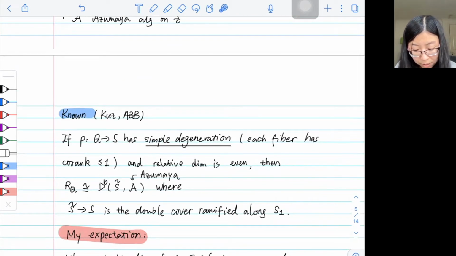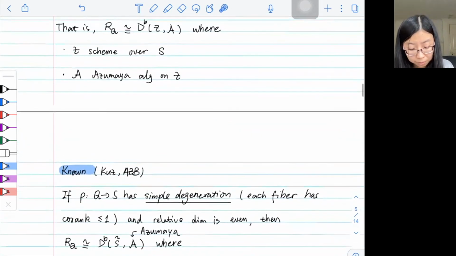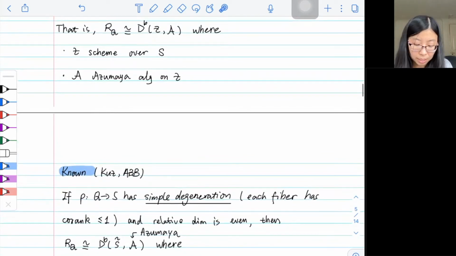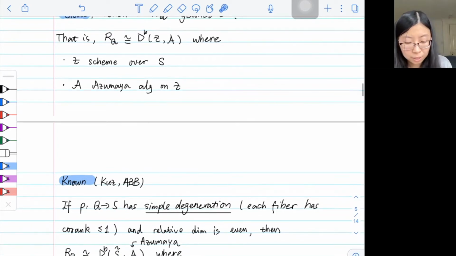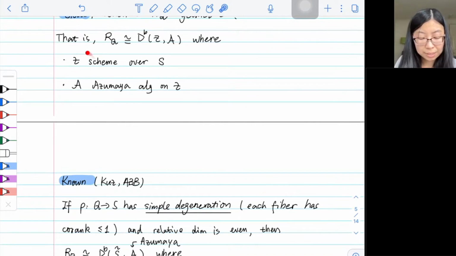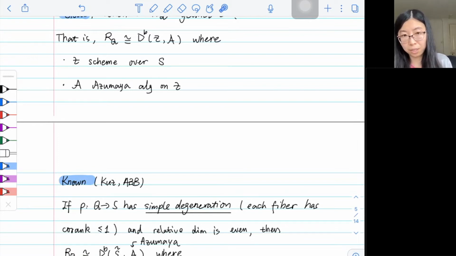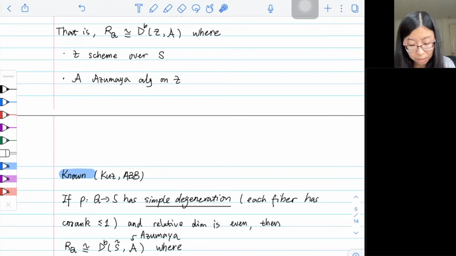And then, plus, if the relative dimension is even. The reason that we have this condition is that for quadrics, the behavior always depends on the parity of the dimension, and they're quite different. If your relative dimension is odd, for the residual category, you wouldn't expect to have a scheme appearing there, but you should expect to have a quotient stack. That is something that I don't want to touch on. I want to focus on the scheme case, so that's why I'm only discussing the even relative dimension case.